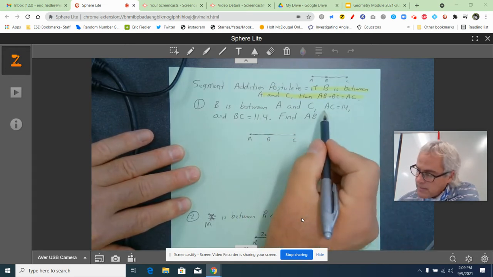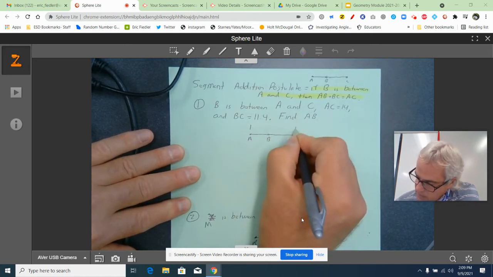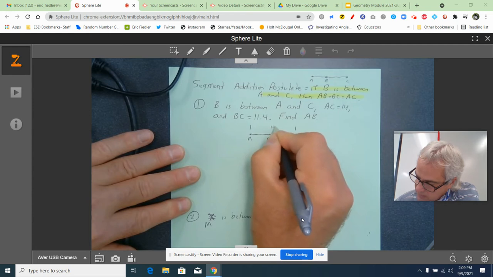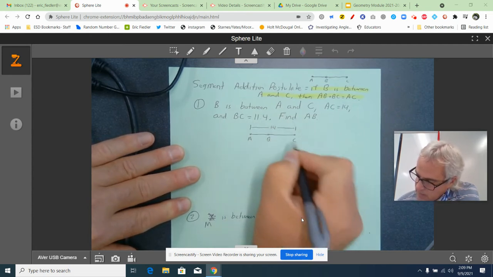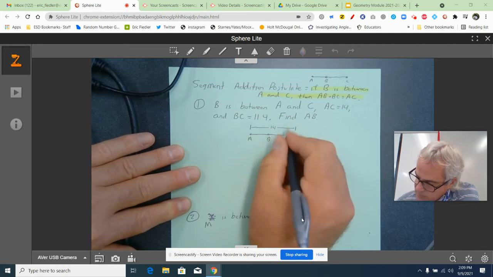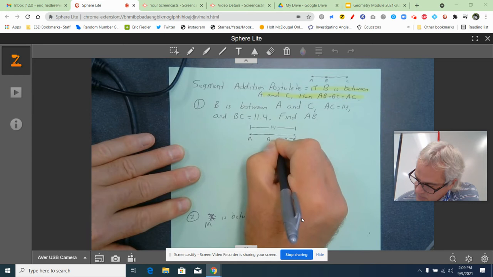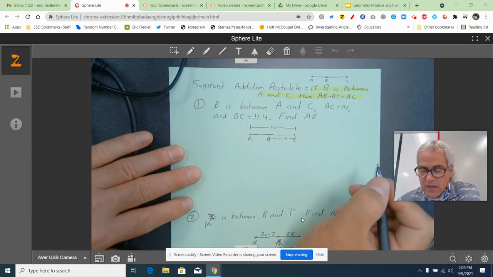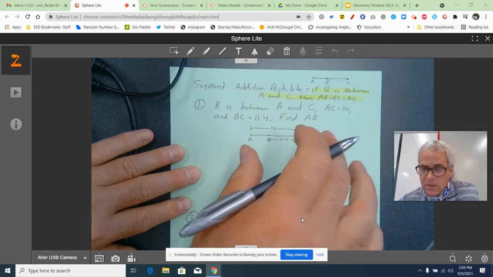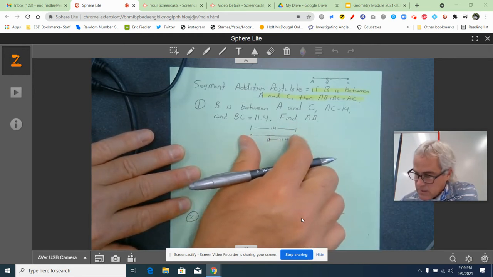What else do they tell me? They tell me that AC is 14. So this distance from here to here is equal to 14. That's the whole entire distance. Then they tell me that BC, just this portion of it, is equal to 11.4. So I'm going to write that right there, and that means the distance from here to here. So label the picture first. Now, write the segment addition postulate. The sum of each individual piece is equal to the whole.